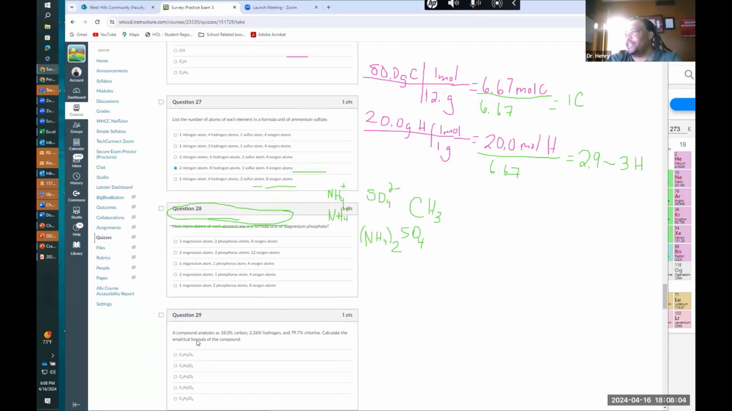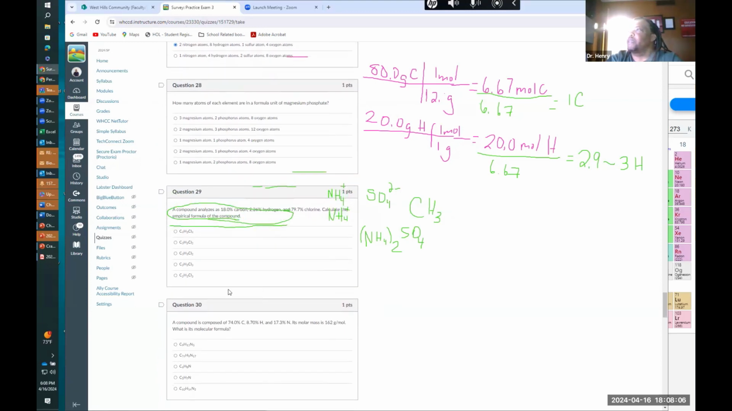Okay, so the next one. How many atoms of each element are in the formula unit of magnesium phosphate? Sorry, I was making stuff up.